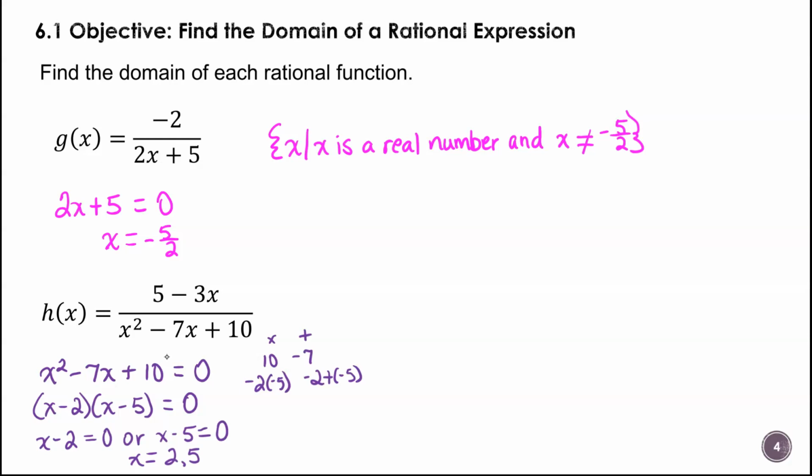All right, so let me write this out. X such that x is a real number and x is not equal to 2 or 5. And you can just put a comma there for those. When I erase, it's going slow. Okay, so that's it for that slide.